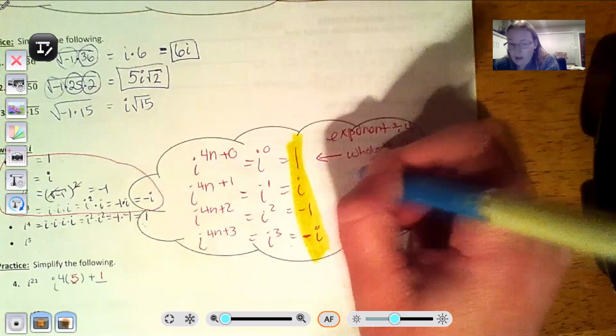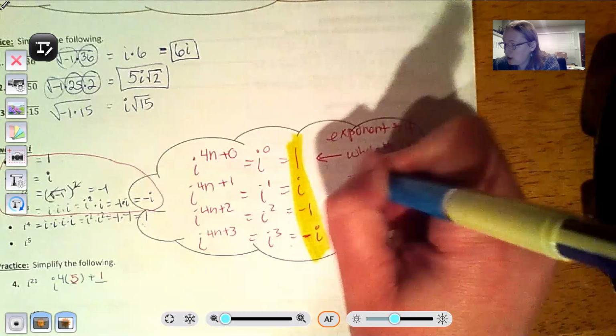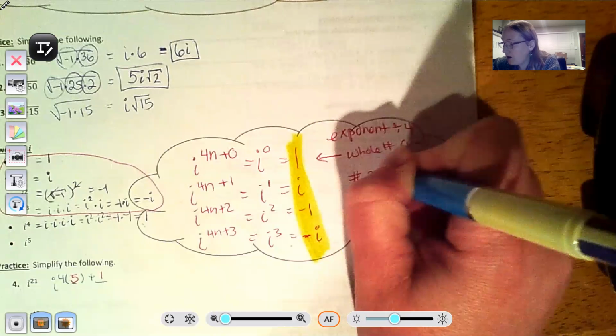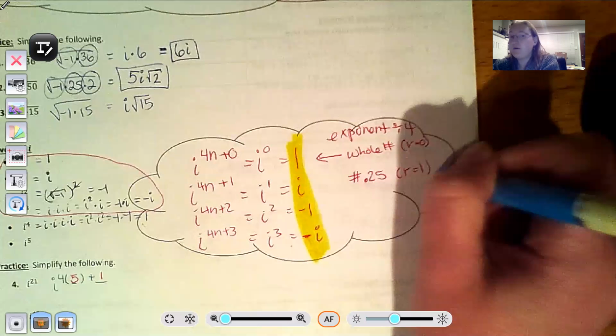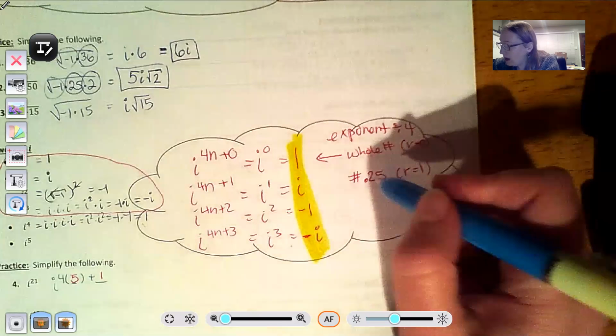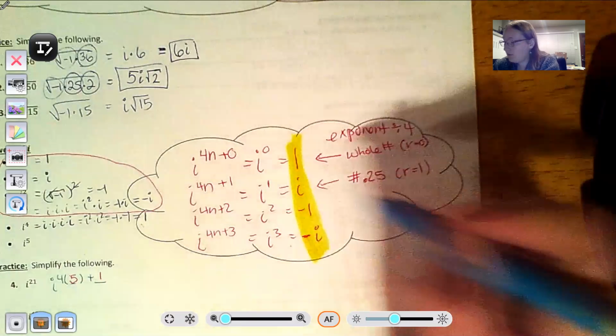If we end up with some number 0.25, that means a remainder of 1/4. That's a remainder of 1 out of the 4. Then your answer will be i.